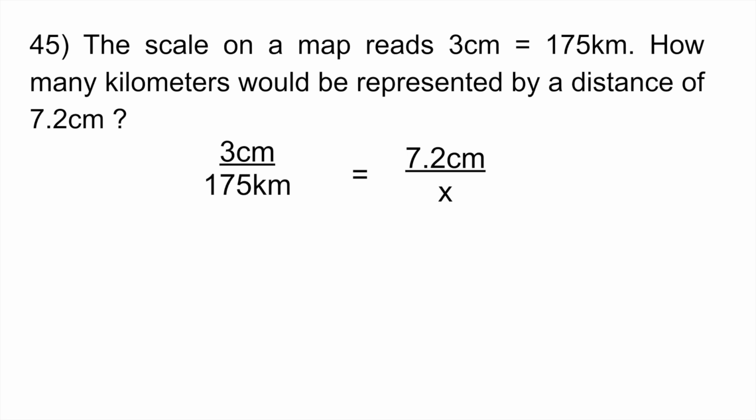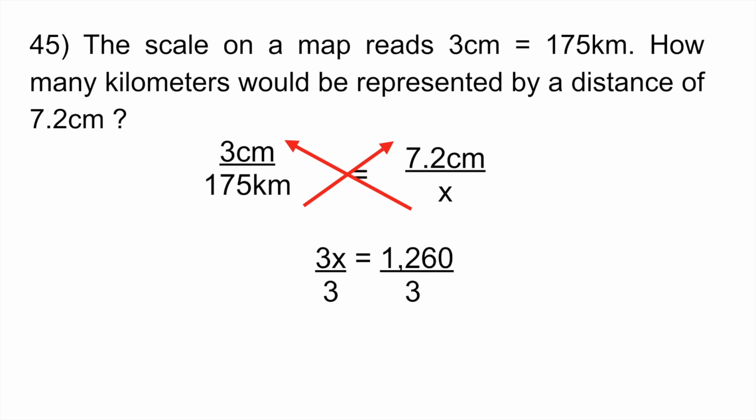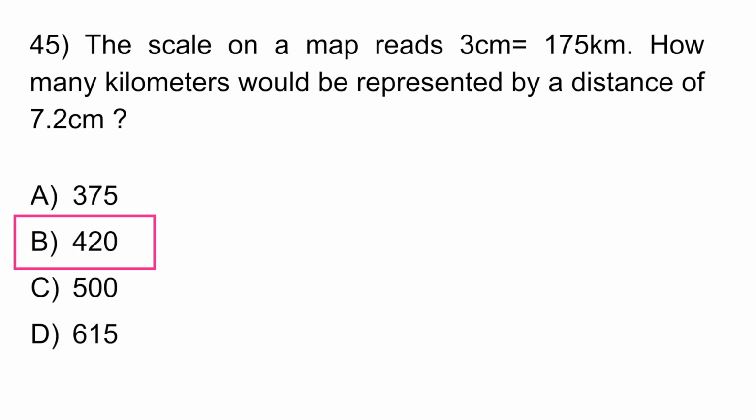Okay, so what you have to do is multiply across like that. So you end up with 3x is equal to 1,260. And now all you have to do is solve for x, and that will give you the distance in kilometers. So what you do is divide both sides by 3 as you would normally. That gives you 420 kilometers, which is option B.